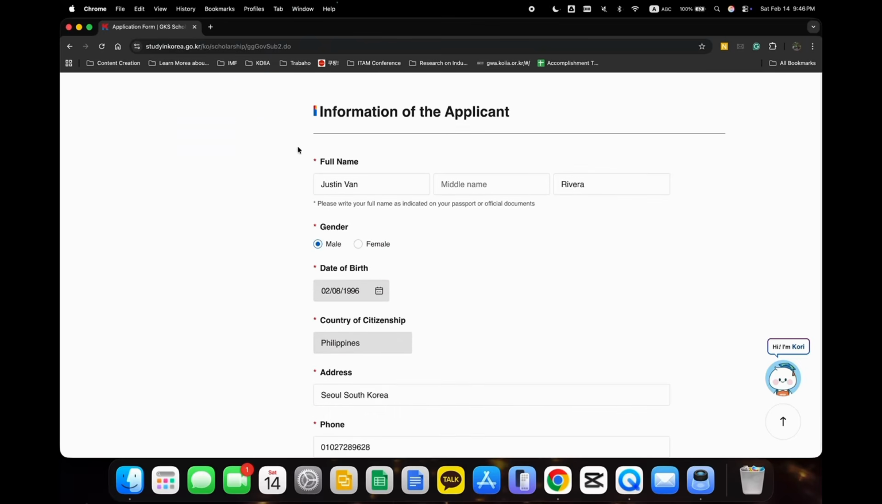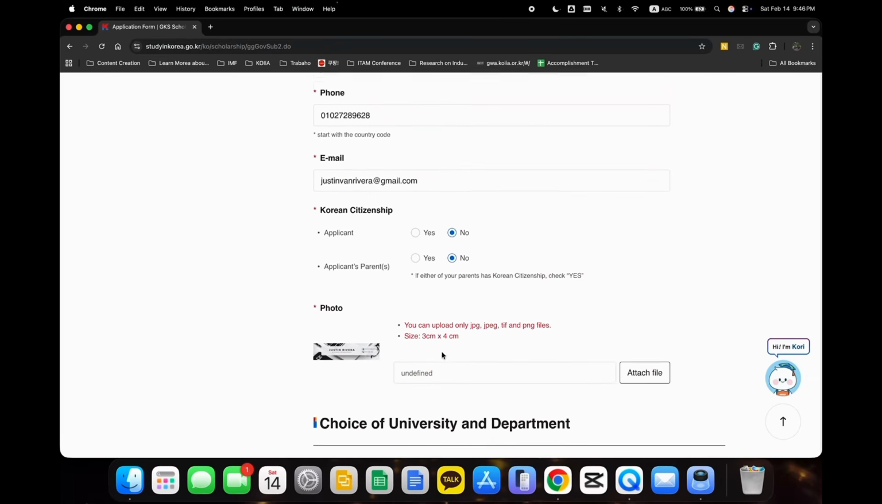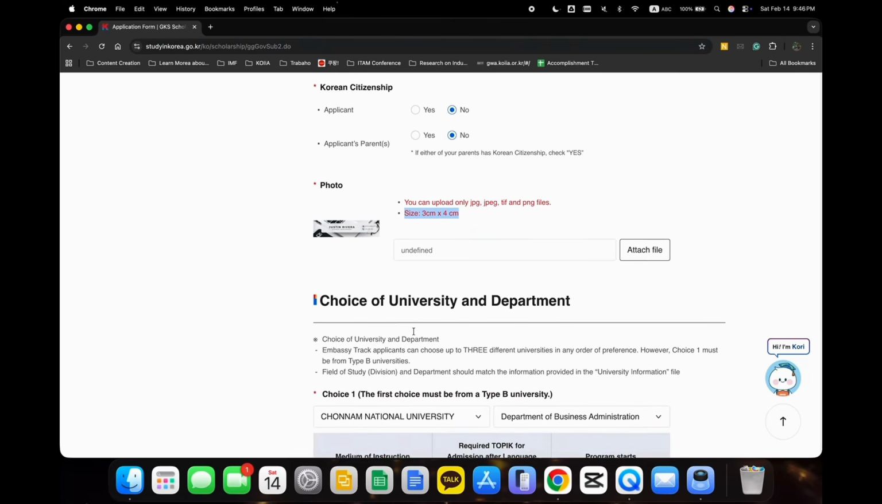And now let's go with your personal information, your name, your gender, your birthday. This information should be the same as your passport or your other documents. Put everything here, your photo as well. Make sure you're not Korean, nor your parents.